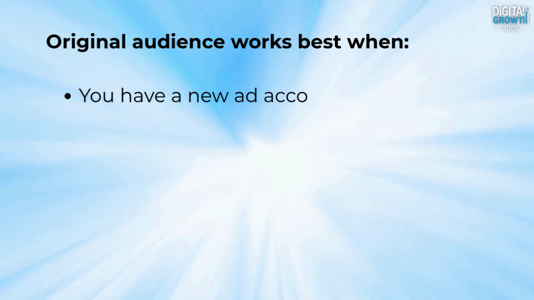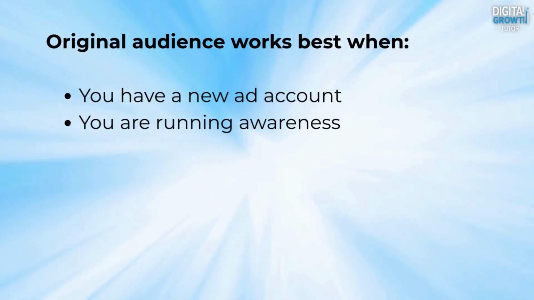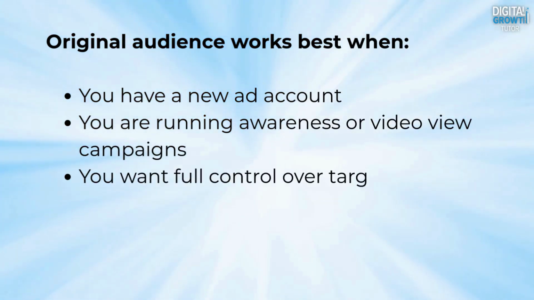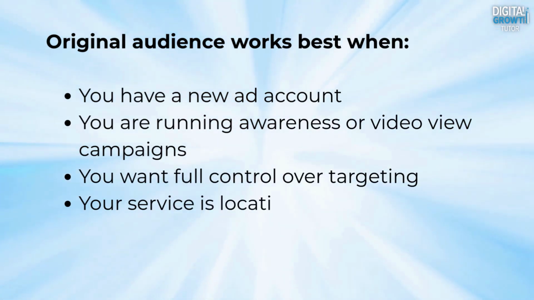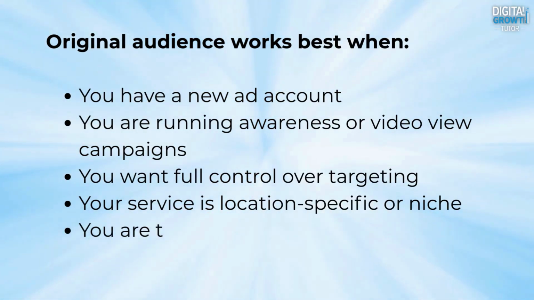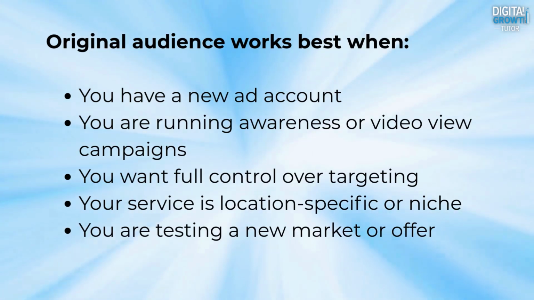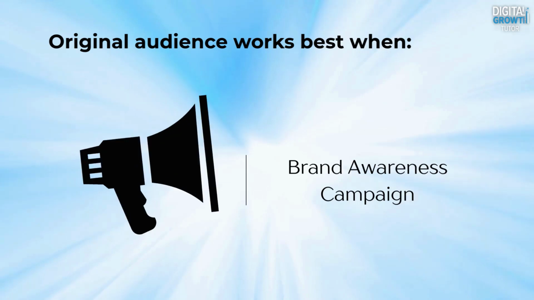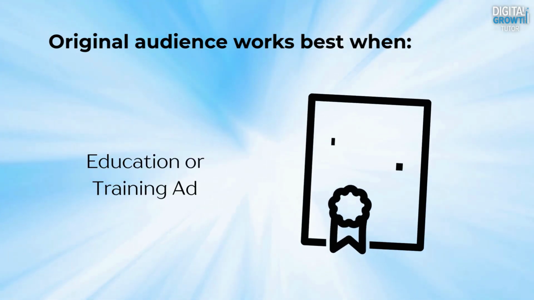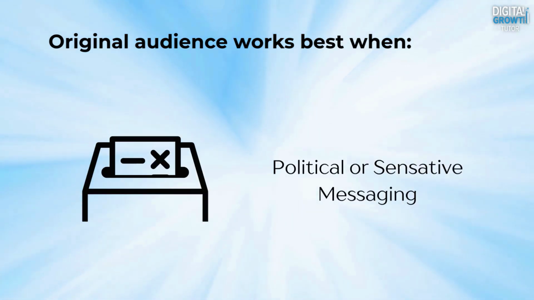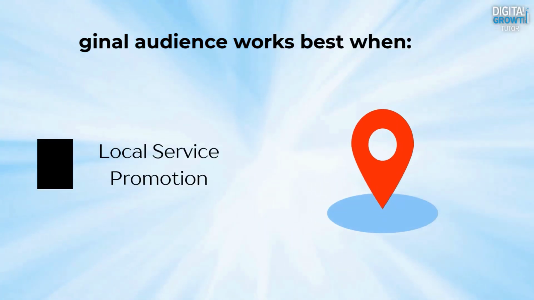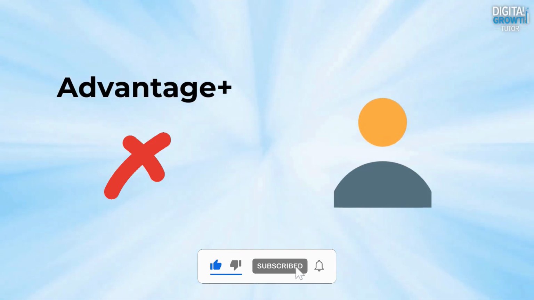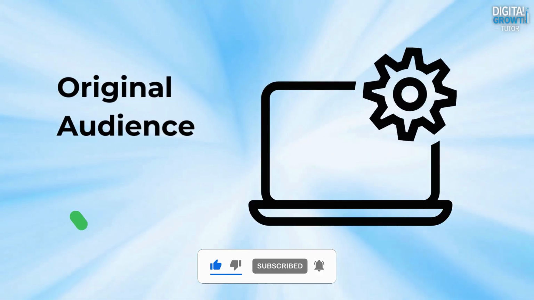Original Audience works best when you have a new ad account, you are running awareness or video view campaigns, you want full control over targeting, your service is location-specific or niche, or you are testing a new market or offer. Examples: video view campaigns, brand awareness campaigns, education or training ads, political or sensitive messaging, local service promotions. For these campaigns, Advantage Plus may show your ad to irrelevant users, so Original Audience gives better control.